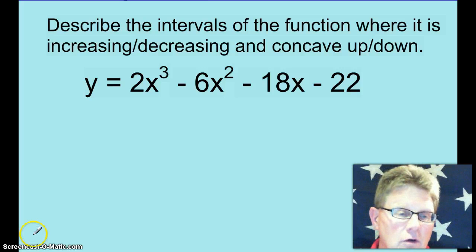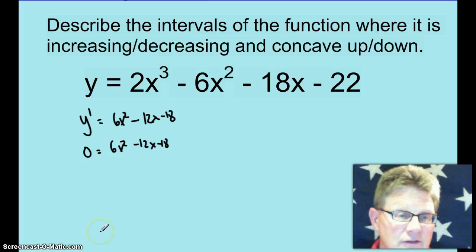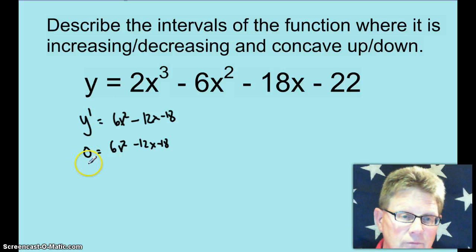So first, let's go ahead and find the first derivative and set it equal to 0. And I will let you go ahead and do that. Hopefully you got the same thing I did. Y prime equals 6x squared minus 12x minus 18. Set that derivative equal to 0. And now, go ahead and solve for x.